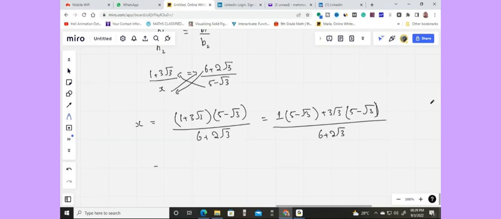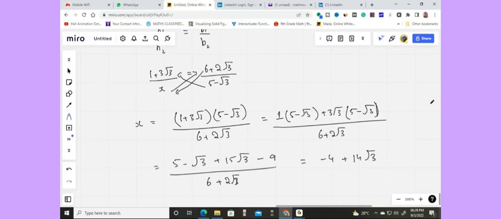And then it looks like 5 minus root 3 plus 15 root 3 minus 9. So it is giving me 5 minus 9, which gives me minus 4. Plus 15 minus 1 gives me 14 root 3.